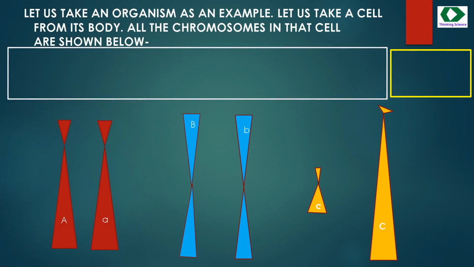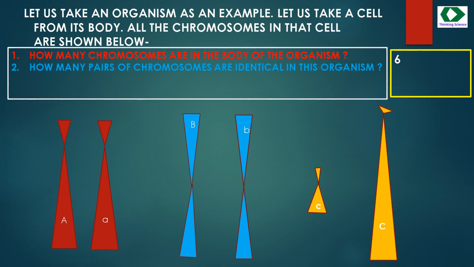The next 4 slides are meant to test your concept on karyotype, autosomes, allosomes, homologous chromosomes, and so on. So let us begin. This particular slide is showing all the chromosomes in a cell in an organism. So let us get into the questions. How many chromosomes are in the body of that organism? There are 2 red chromosomes, 2 blue, and 2 yellow, so the total is 6.